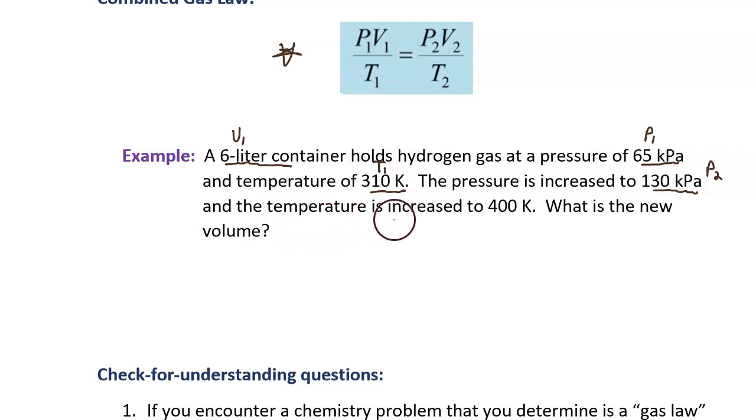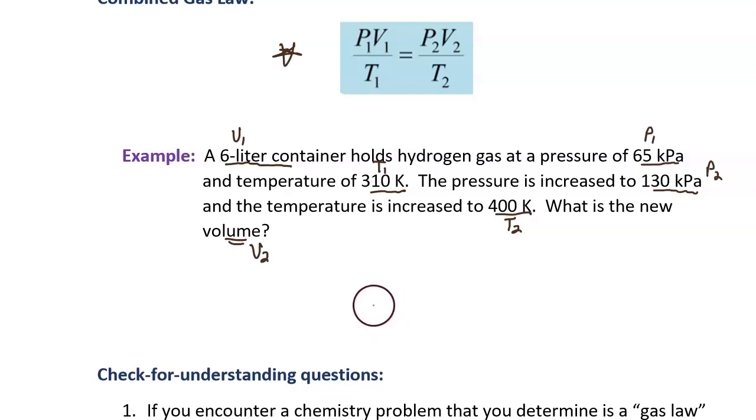And the temperature is increased to 400 Kelvin. So what variable is this? That's T2. Now for the question, what is the new volume? What should we label this? V2. What's our math formula that uses all of these variables? It's called the combined gas law, and it's still on the screen.